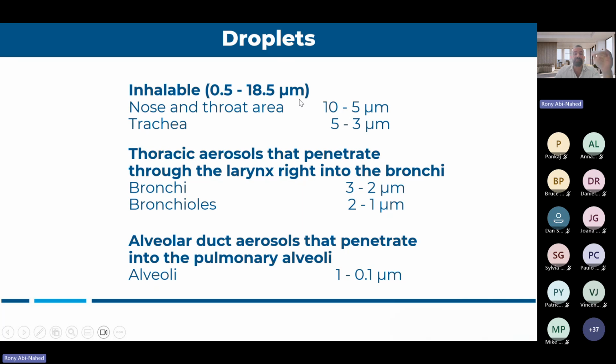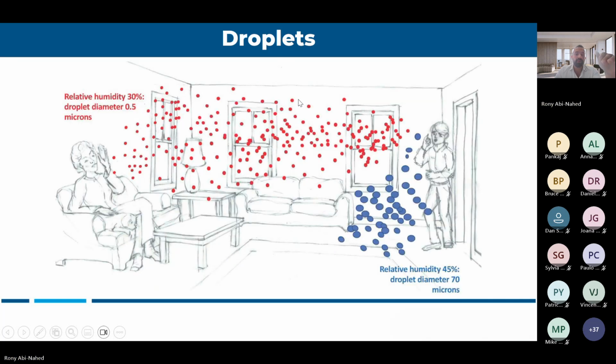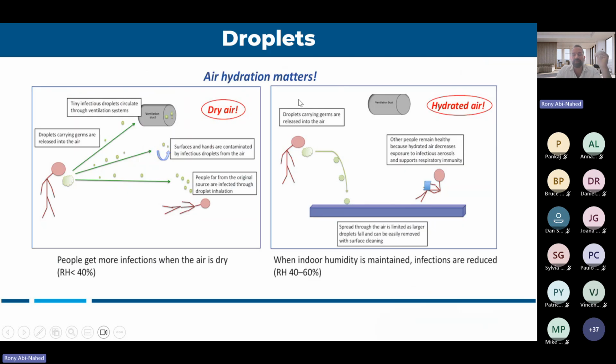So based on these findings, the minimum 30% that I showed you in the Sterling chart does not stand anymore. Now, based on these findings, we need to be around 45% at minimum all the time. By having 45%, we have way better chances to control the bacteria and the viruses inside an office, inside the room, inside the hospital, inside the school.